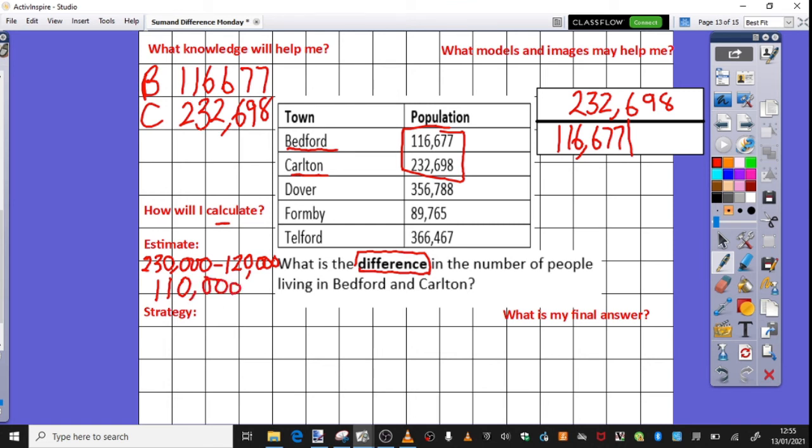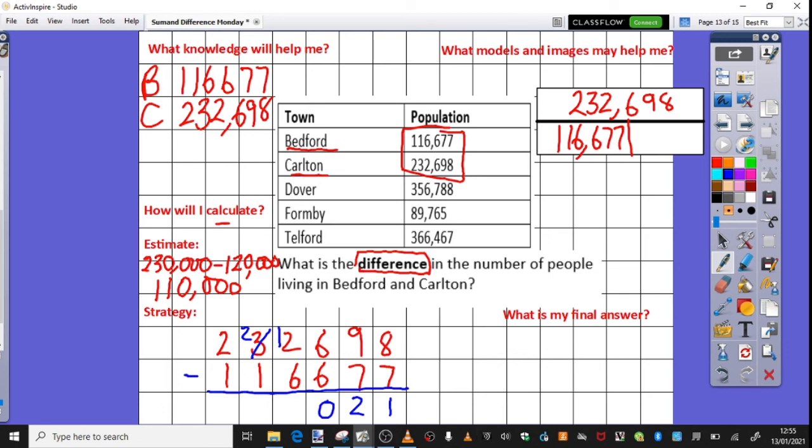Now when I think about the strategy I'm going to use, because there could be some exchanging going on here, I certainly think I'm going to use, like last time, a column method. So I'm just going to write those numbers out now. Okay, and I will just change colour so it's a bit clearer for you to see my working. So I'm going to work this out now. One is 1, 2, 0.